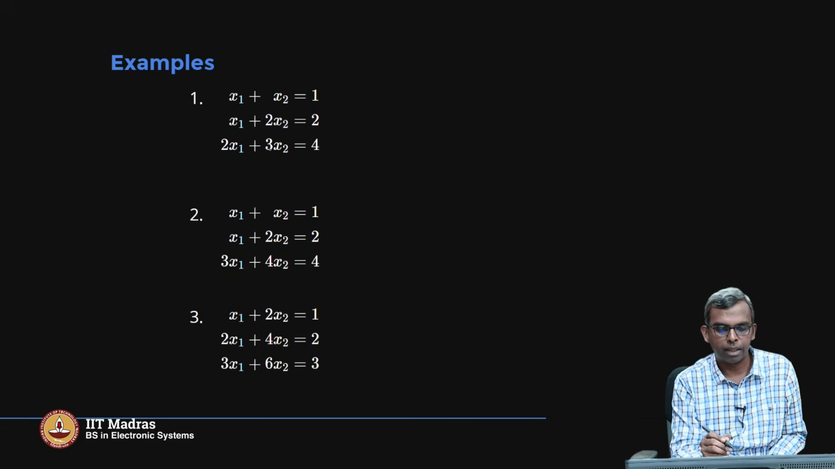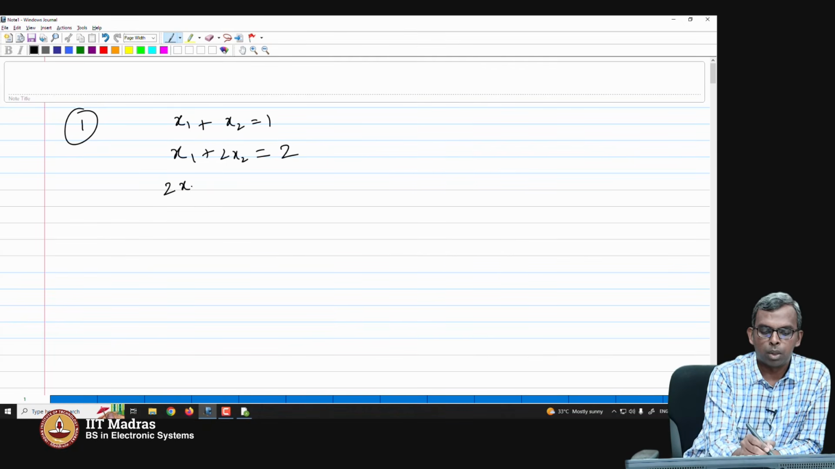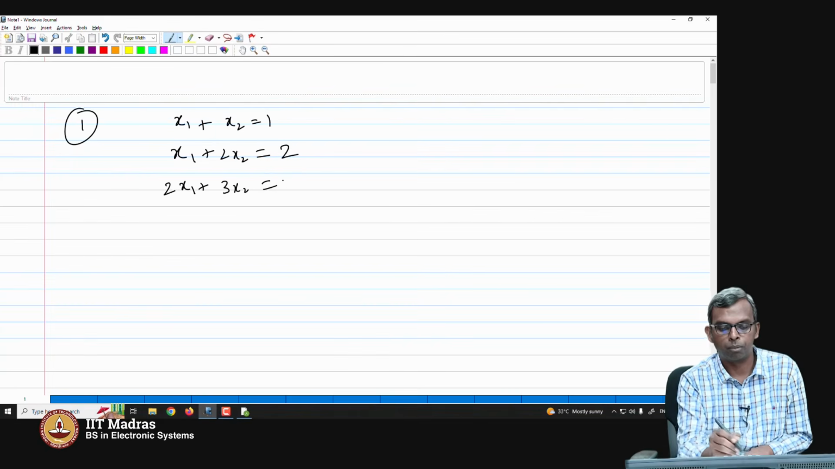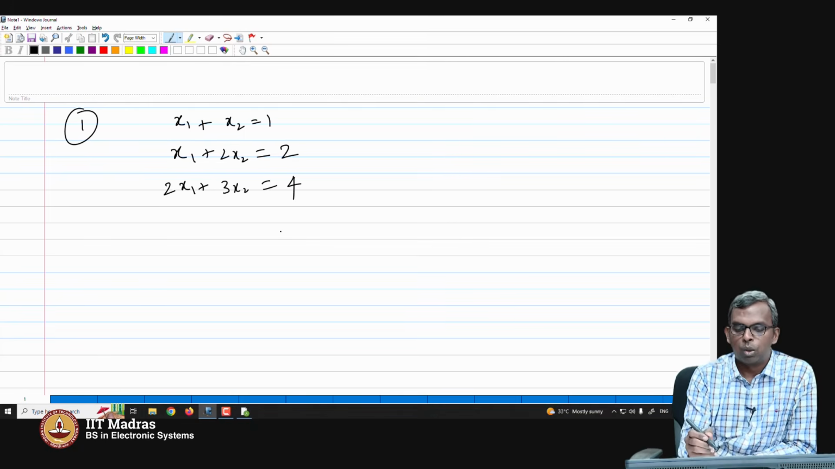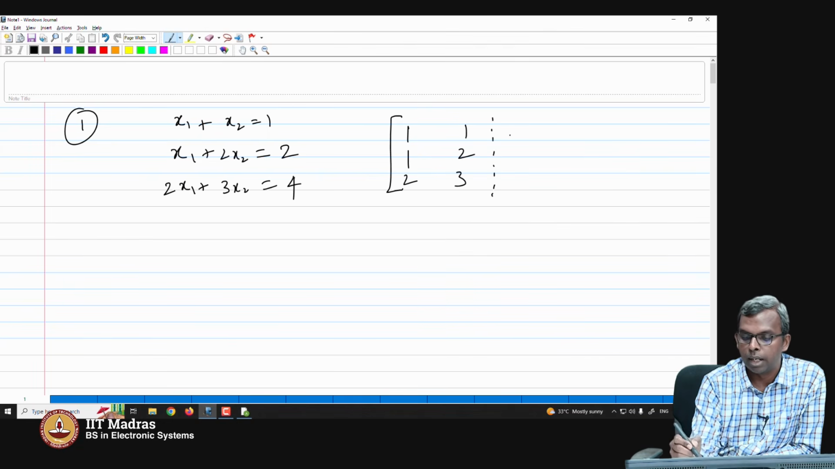Just make sure I get that right. 2x2 is 2, 2x1 plus 3x2, I think that's 4, right? Yeah. Okay, so let's capture this in matrix form. 1, 1, 1, 2, 2, 3, and then there is this dotted line, then you have 1, 2, 4.